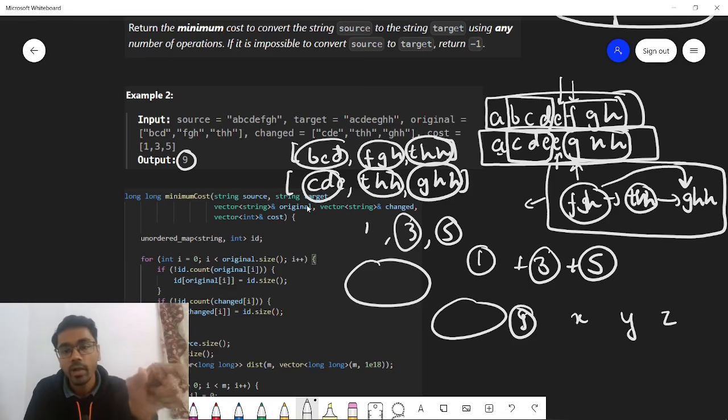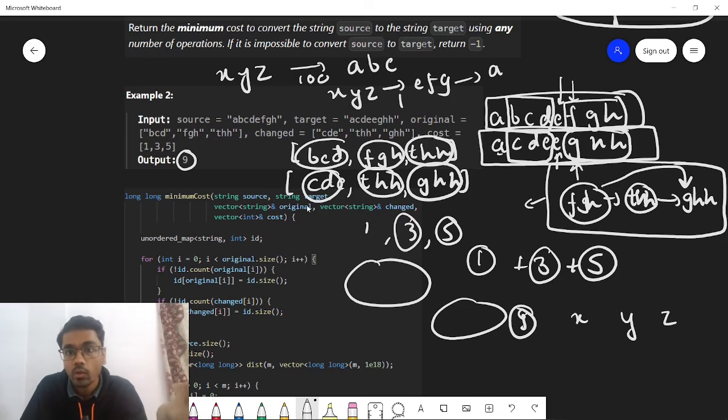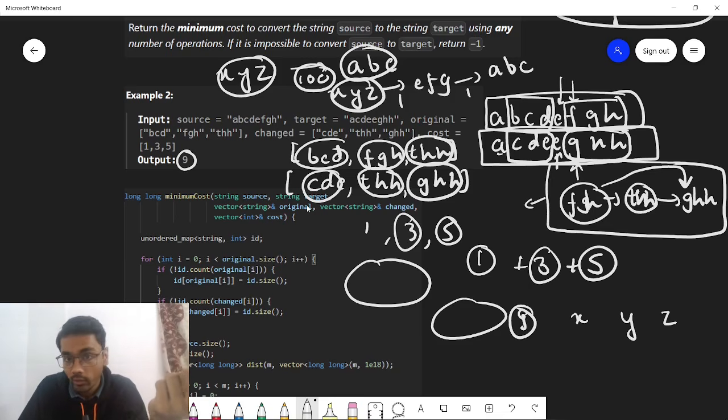So if you have a substring FGH, you can convert it to some other substring by multiple ways. There can't be a single way. You can take one example. Let's say you have a substring XYZ. You need to convert it to ABC. So there can be one direct way also which can cost 100 rupees, but there can be another way by which you can convert XYZ to EFG with the cost of 1, and then you can convert EFG to ABC with the cost of 1. So either you can convert XYZ to ABC with the cost of 100, or you can choose to convert XYZ to ABC with the cost of 2 by chaining process.